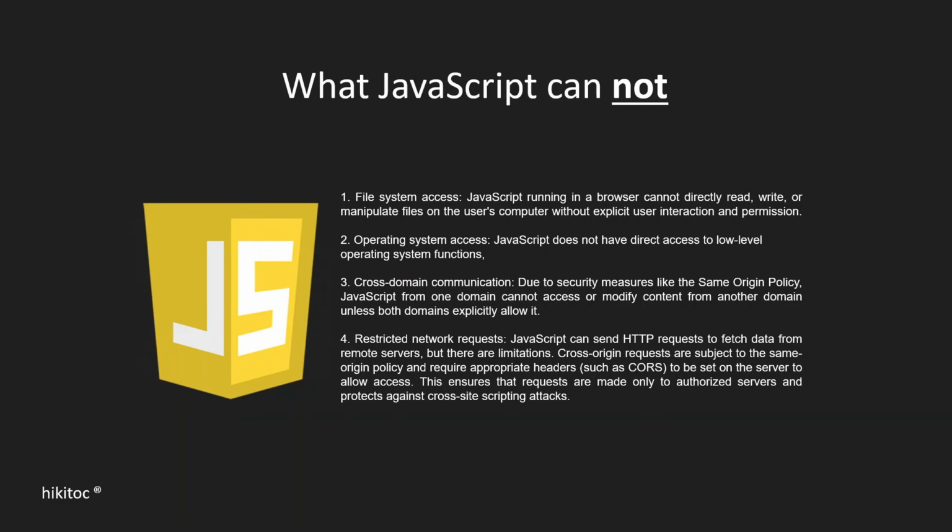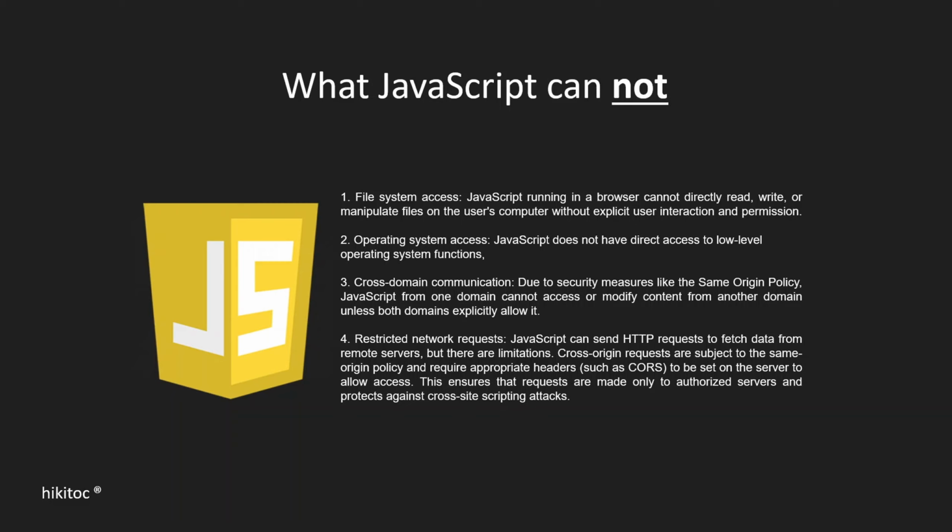JavaScript running in a browser cannot directly read, write, or manipulate files on the user's computer. JavaScript doesn't have direct access to low-level operating system functions. Due to security measures like the same origin policy, JavaScript from one domain cannot access or modify content from another domain unless both domains explicitly allow it.